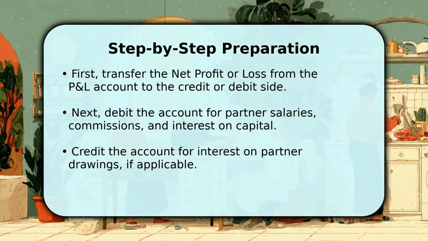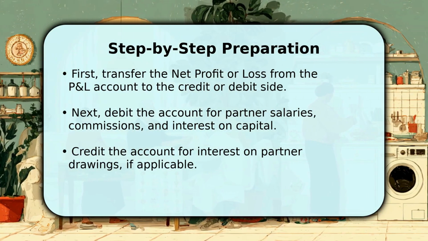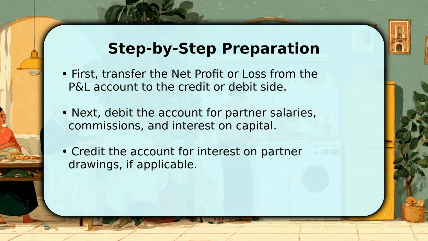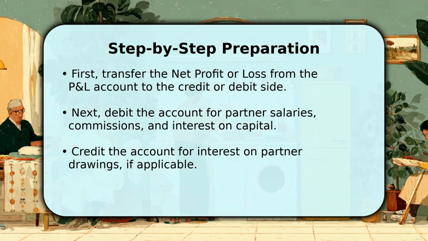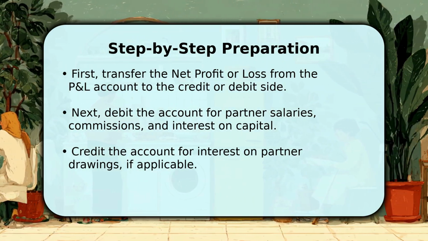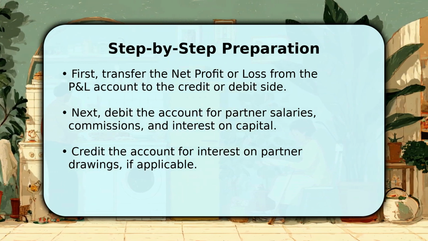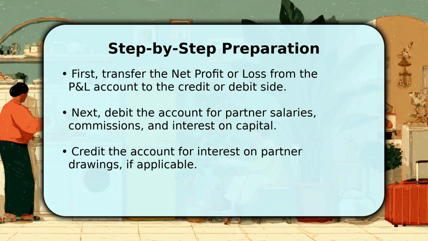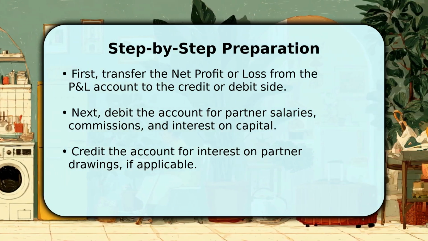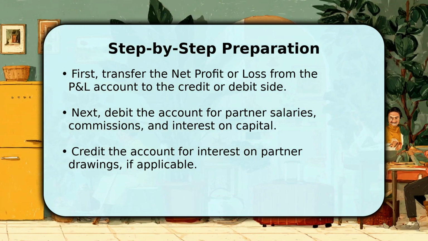Okay, let's walk through the actual preparation. Start by transferring the net profit from your P&L account to the credit side of the appropriation account. If it's a net loss, you'd place it on the debit side. Then, you'll debit the account for all allocations like partner salaries, commissions, and interest on capital. Finally, credit the account for any interest on partners' drawings.